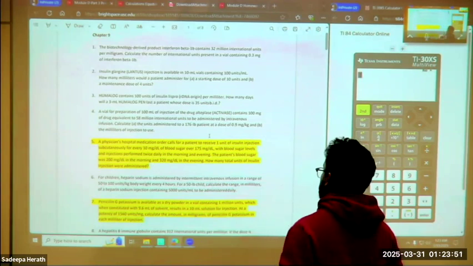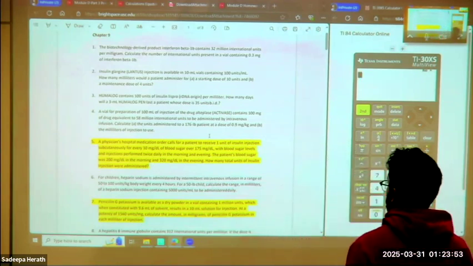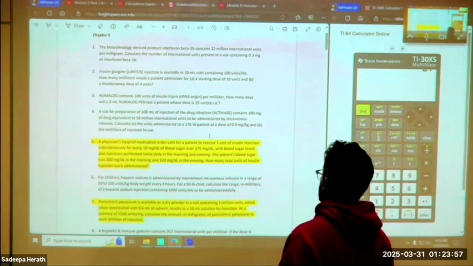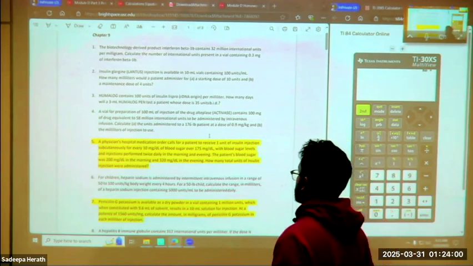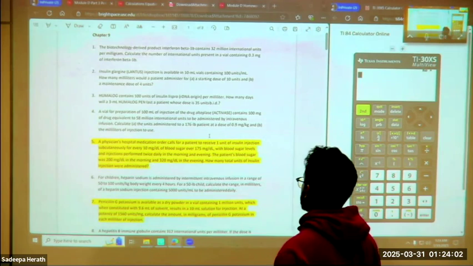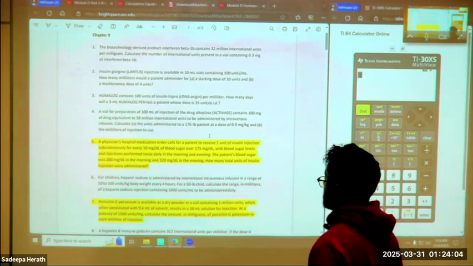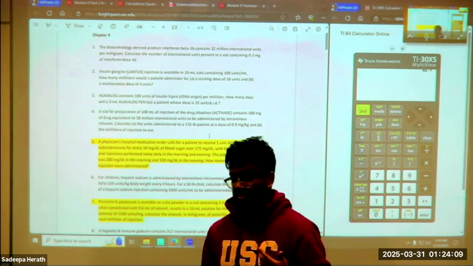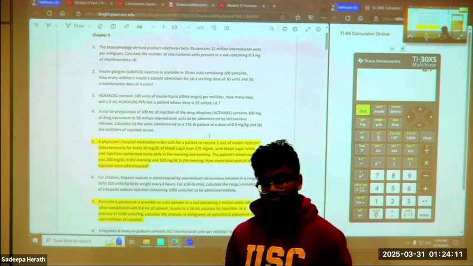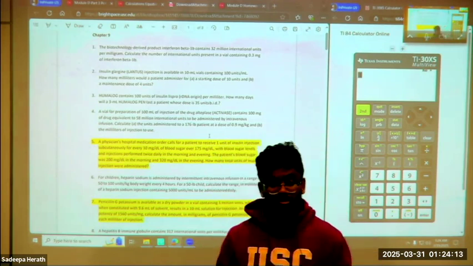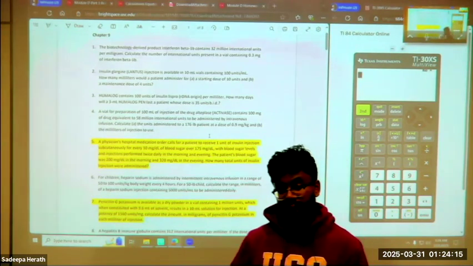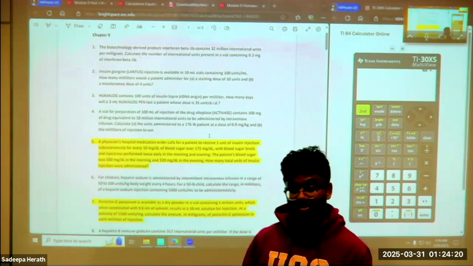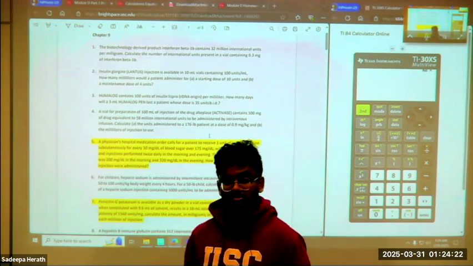Number 3, Humalog, a form of insulin. Humalog contains 100 units of insulin lispro per milliliter. How many days will a 3 milliliter Humalog pen last a patient whose dose is 35 units BID? We've seen a lot of questions like this, right? We're given a conversion factor, we're given a certain amount that is available to the patient, and we're given a frequency. We're trying to find out the amount of days this amount will last.